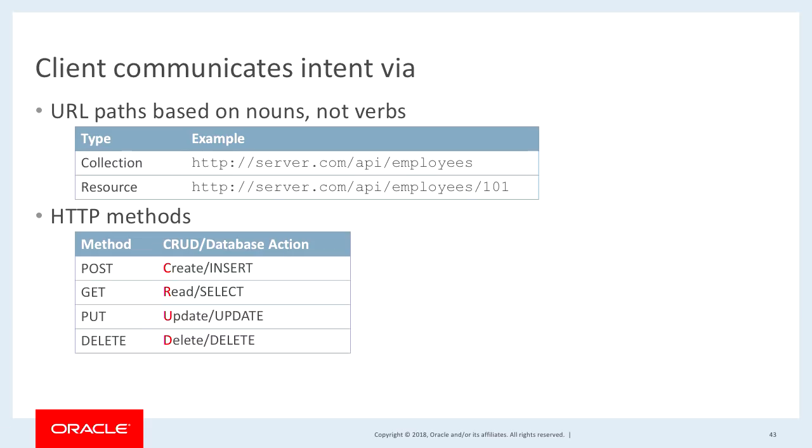The reason we don't say get employees in the URL is because we have HTTP methods that are used for the verbs. And you can see these methods here. These are the most common HTTP methods you'll be working with in a REST API. And you can see the CRUD or SQL database operations listed here as well, how they kind of map for the most part.